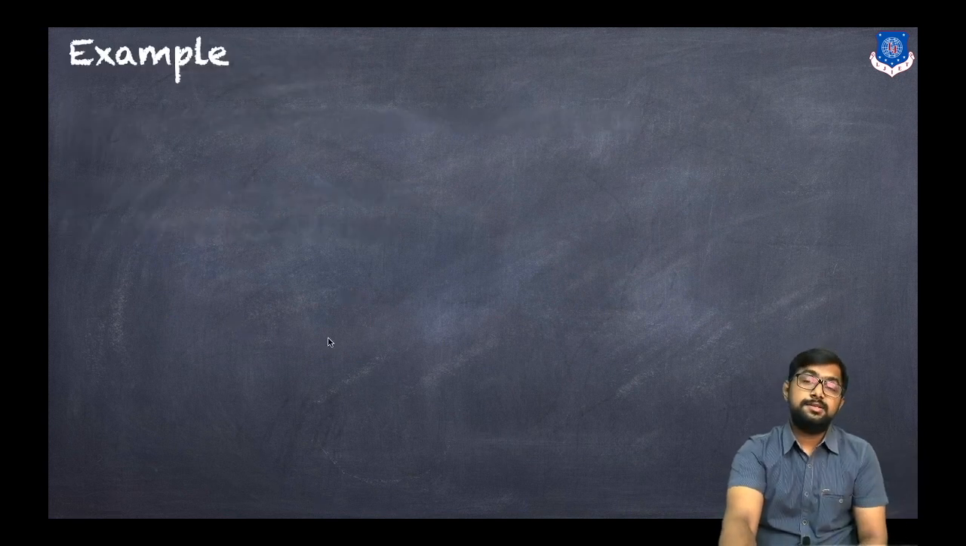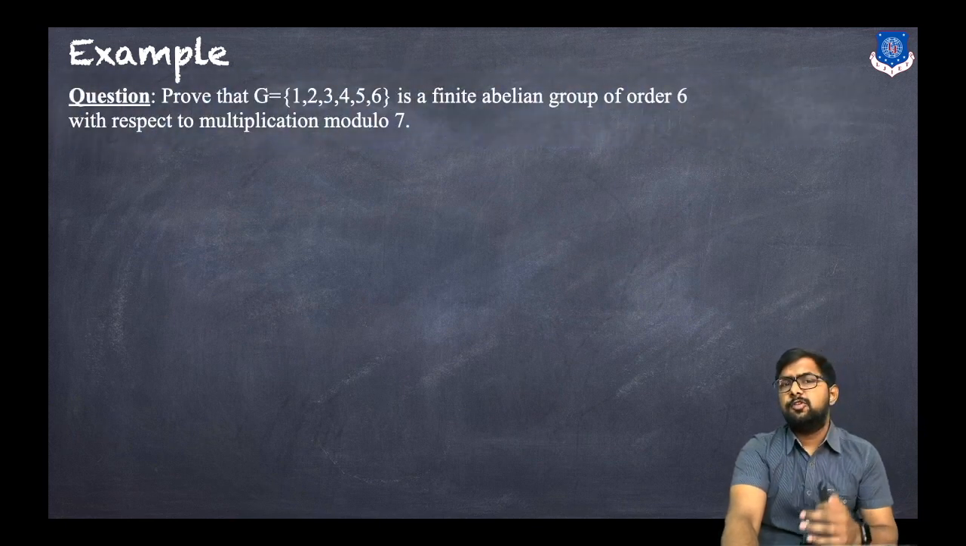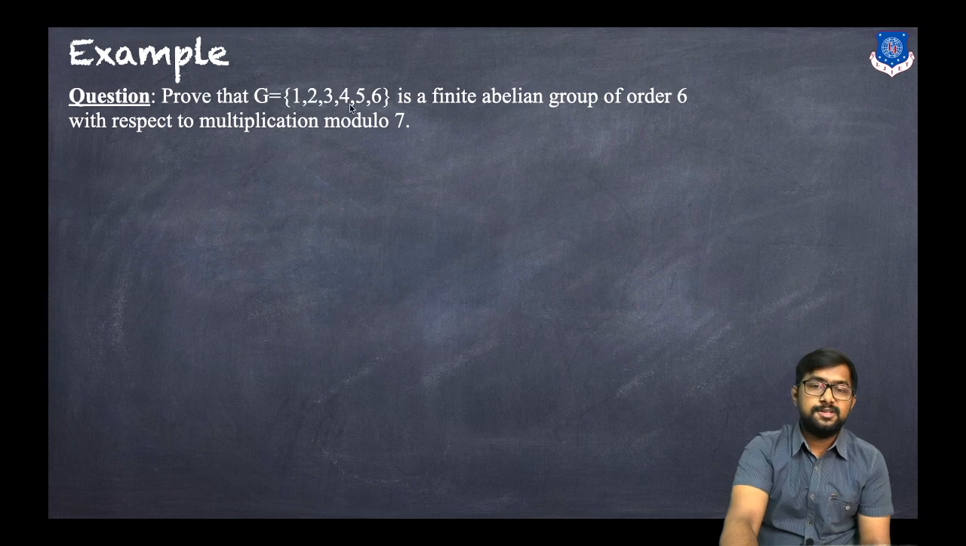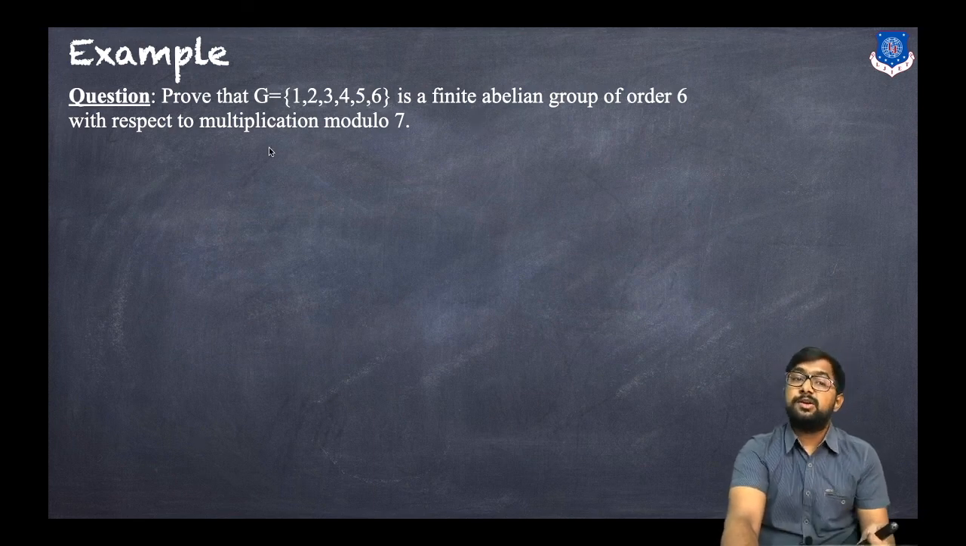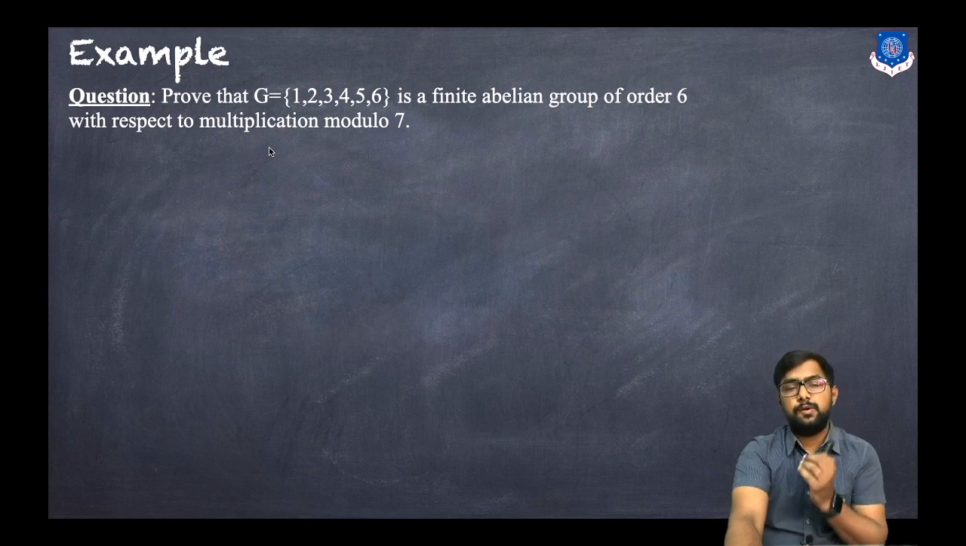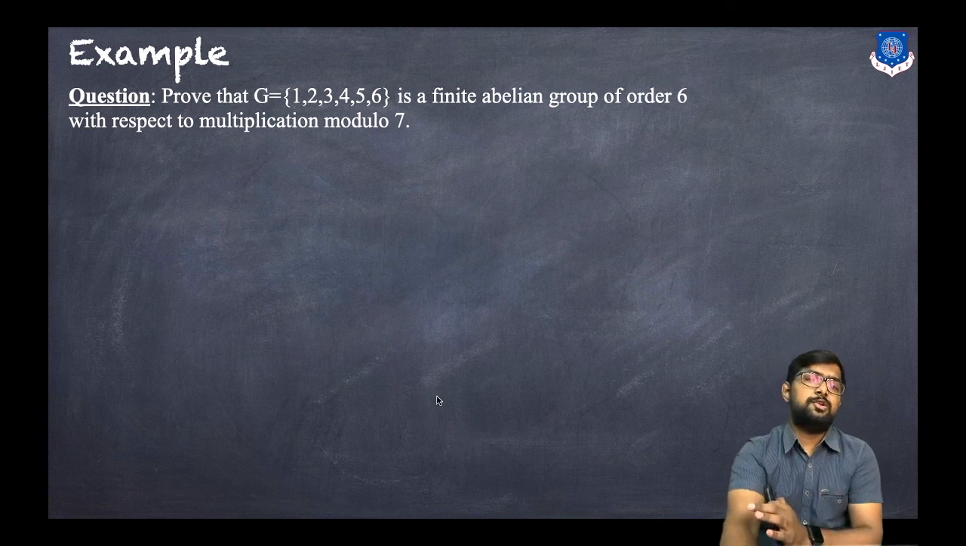Okay. Let us discuss another example for multiplication. Prove that G equals {1, 2, 3, 4, 5, 6} is a finite abelian group of order 6 with respect to multiplication modulo 7. Okay, so all the things are the same. We just need to construct a table using multiplication modulo 7.